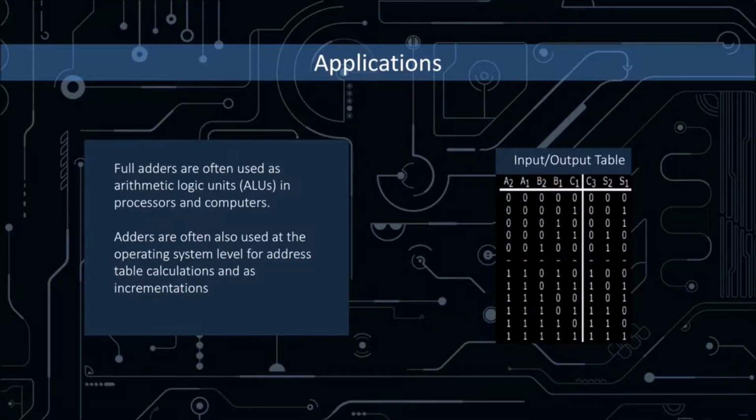Adders are crucial to much of computing, and therefore there are many applications of adders in processors and computers. Often used as arithmetic logic units, ALUs, they are very apparent at the operating system level for address table calculations and incrementation. As our adder is only 2-bit, it can only calculate up until the binary 111 or 7, as explained in the demonstration. But full adders are typically components of a cascade of adders, which add 8, 16, 32, and so on bit numbers.